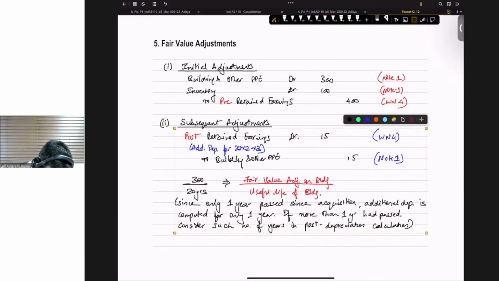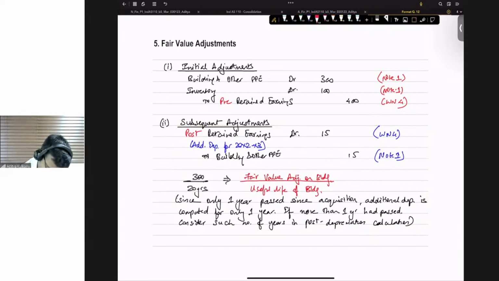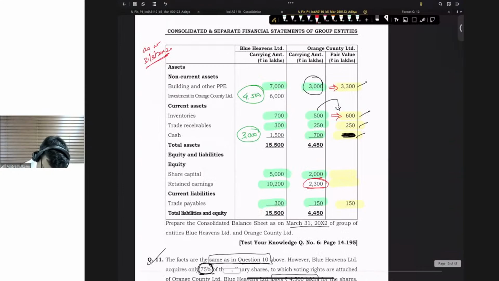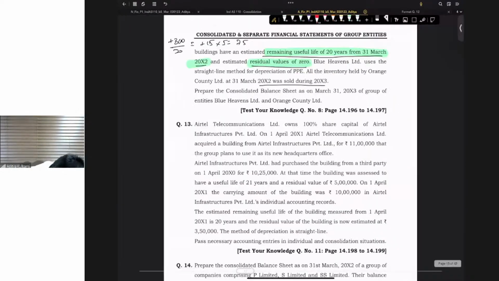Creating some space. Okay. All right. Now we move on to the next part, inventory. Inventory, is it sold? They have written: all the inventory held by Orange County as at 31st March X2 was sold during X3.